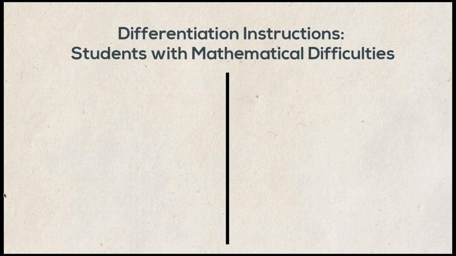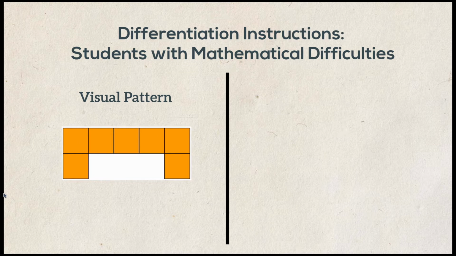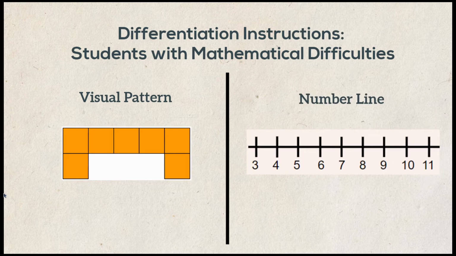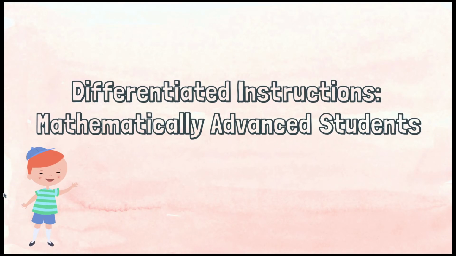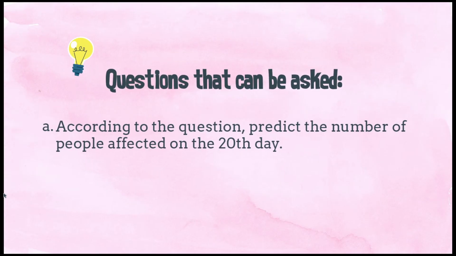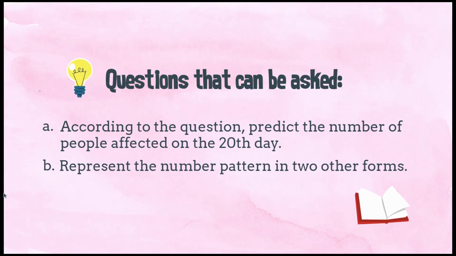To solve these questions, the teachers could use one of the 2 strategies that were suggested to probe and guide the students to determine the value of x. Now, for the differentiated instructions for the mathematically advanced students. Teachers can ask these extended questions on top of the given questions in the activity.